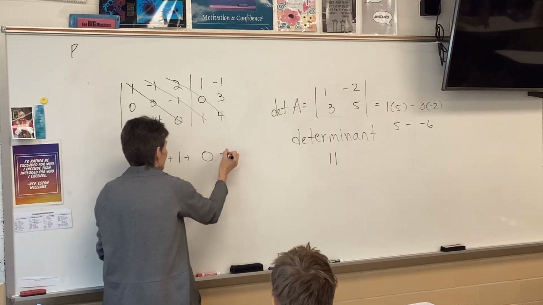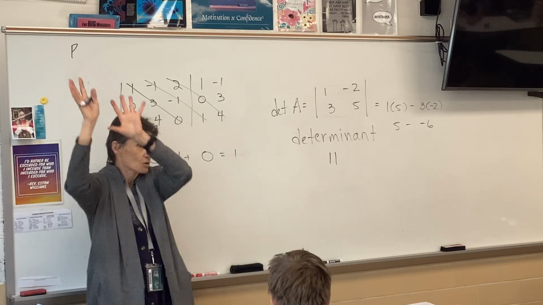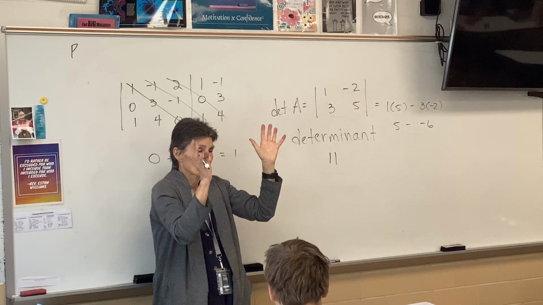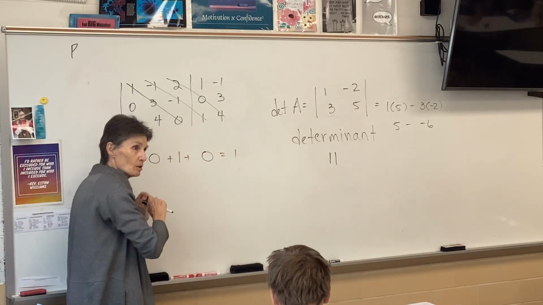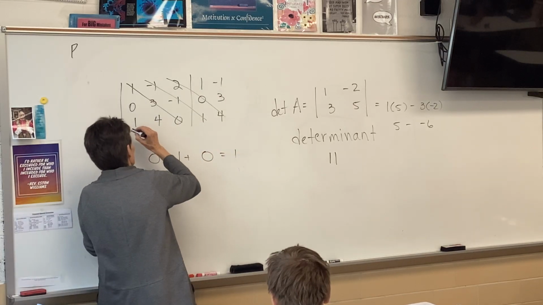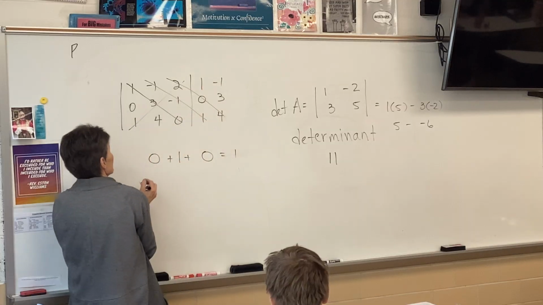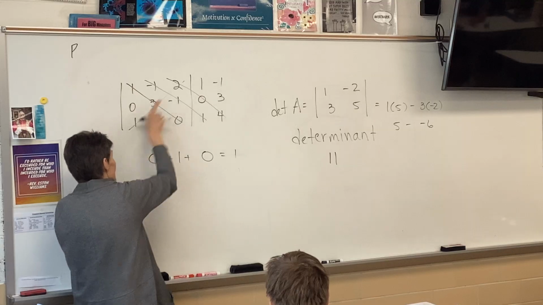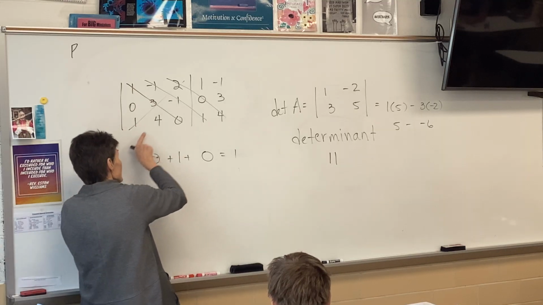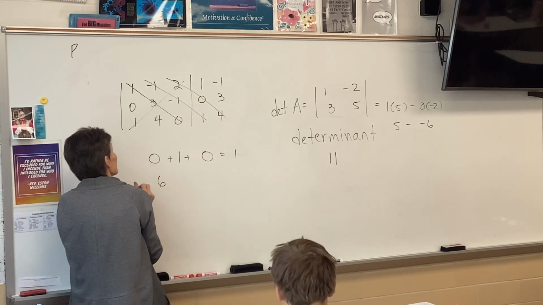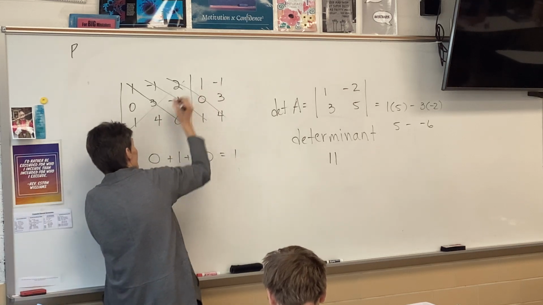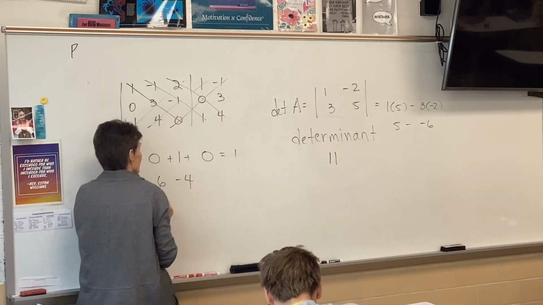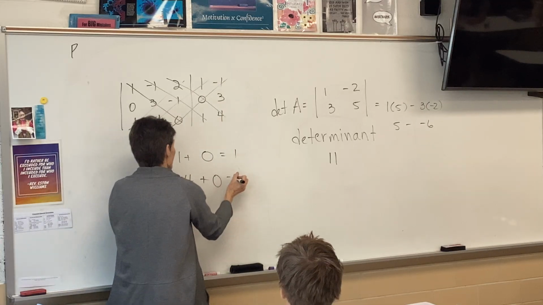Total them up. So all of this just gave me 1. Now I'm gonna turn around and go the other way. So I'm gonna multiply these together. What do I get? 6. And then these, what do I get? -4. And then these, 0. Total them up, I got 2.